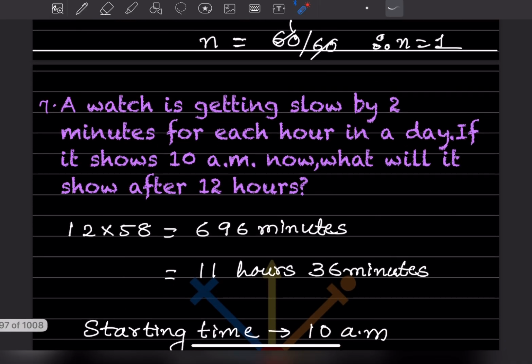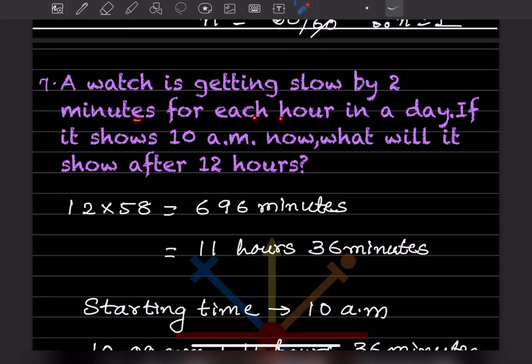A watch is getting slow by 2 minutes for each hour in a day. If it shows 10 a.m. now, what will it show after 12 hours? So now, slow by 2 minutes means 1 minute is 60 seconds. So here it is going to be by 2 minutes.